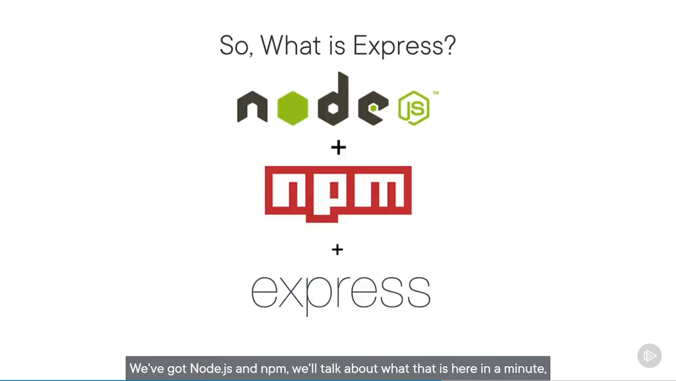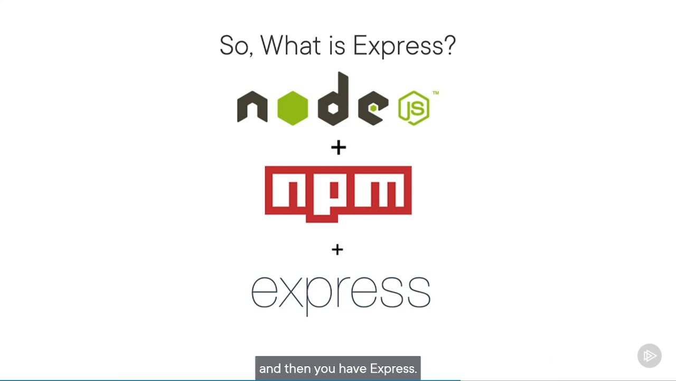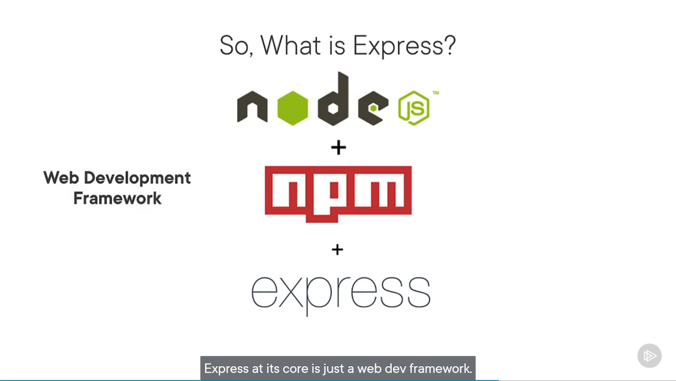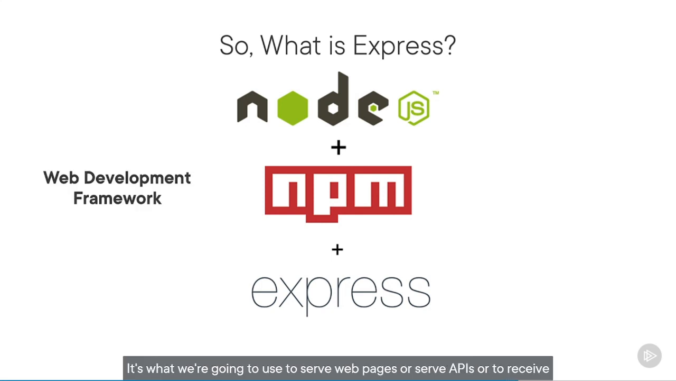So in that case, what's Express, right? We've got Node.js and NPM. We'll talk about what that is here in a minute. And then you have Express. So let's talk a little bit about what Express brings to the table sitting on top of Node.js. Express at its core is just a web dev framework, right? It's what we're going to use to serve web pages or serve APIs or to receive requests. Those types of things are all baked into Express.